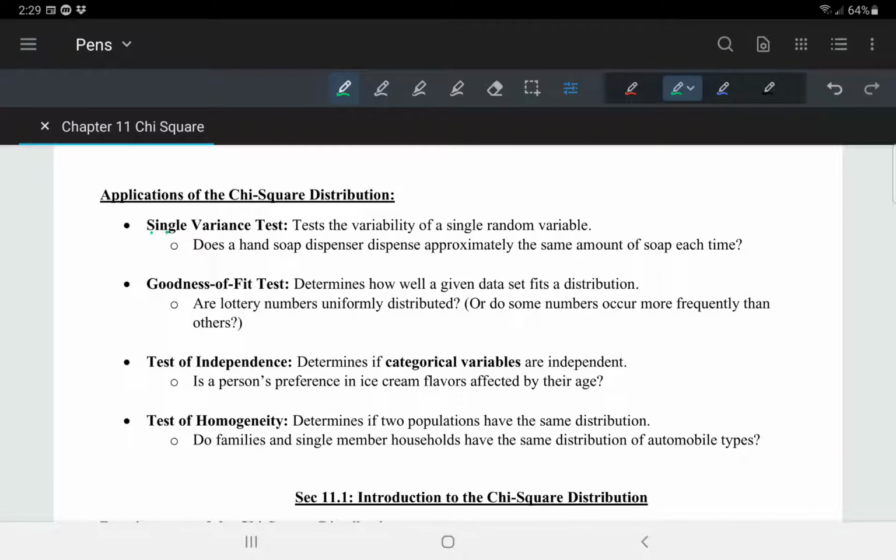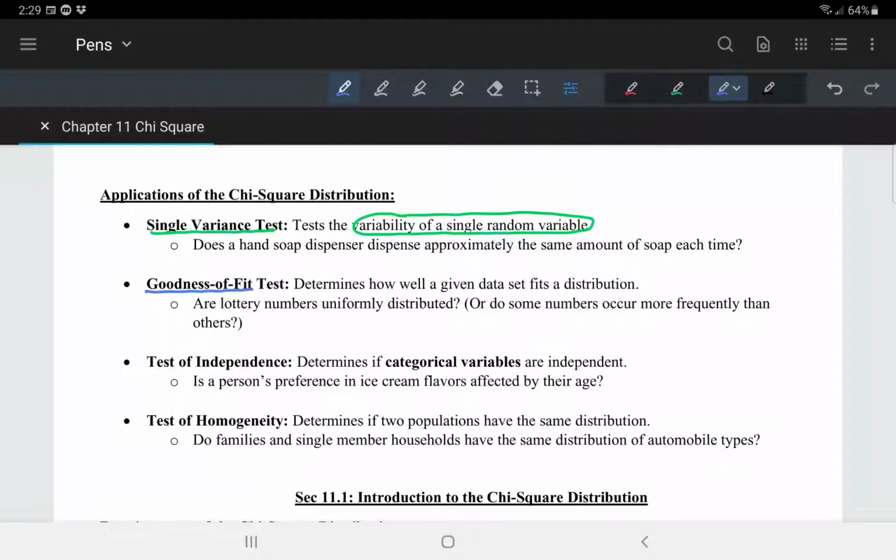In the single variance test, what we will be doing is we're going to test the variability of a single random variable, hence the name single variance. So we could answer questions like, does a soap dispenser dispense approximately the same amount of soap each time?